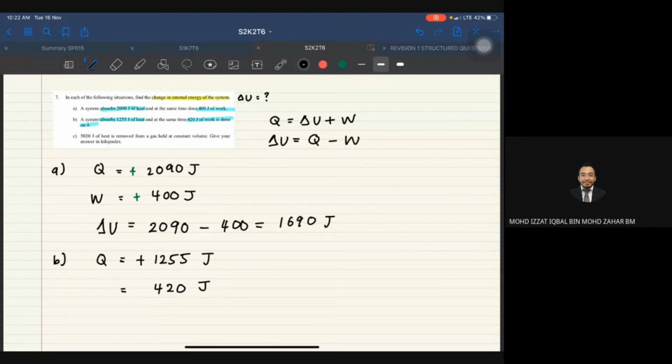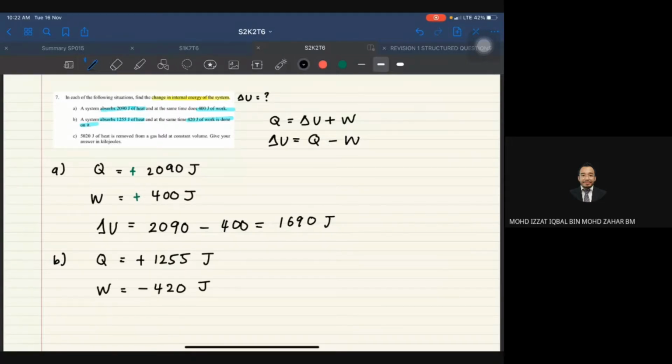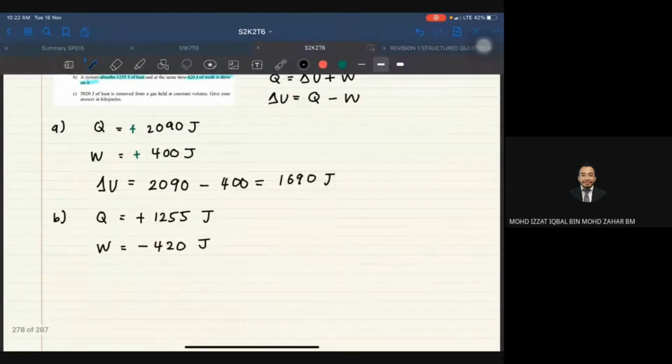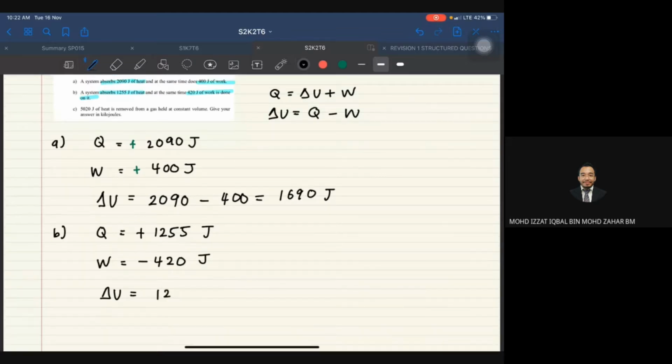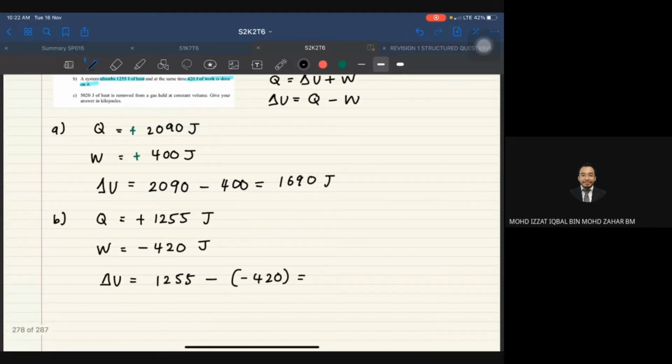How about the work? Work lah, W lah. Is it positive or negative? Negative. Negative sebab apa? Dia kata work is done on the system. Okay. So this one will be negative. Very good. So now you can answer lah. Delta U equals to apa dia? Q minus W. So it will be 1255 minus, remember to put the negative sign to become plus, 1675 joule.